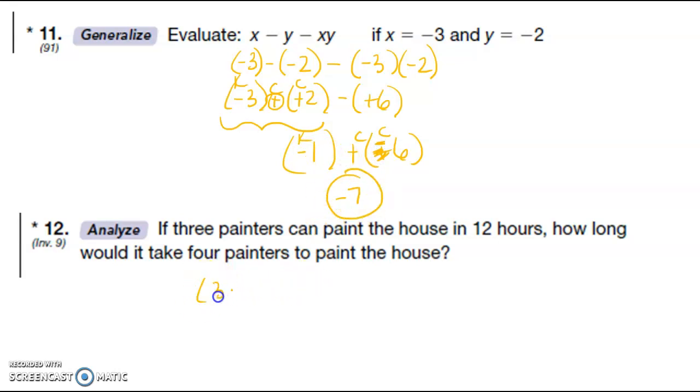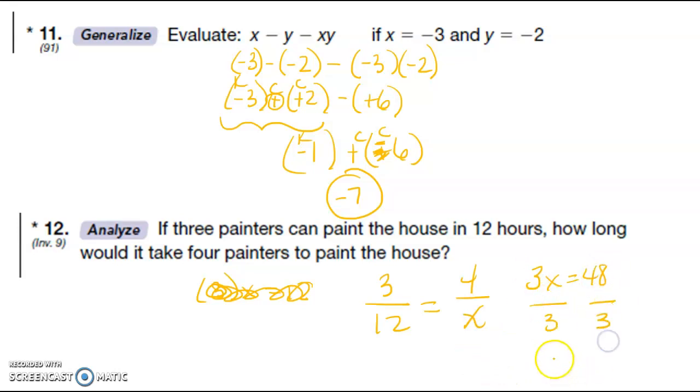All right, if 3 painters can paint a house in 12 hours, how long can 4 painters paint the house? So 3 times x is equal to 12. We have, this is not right. Let's see, 3 painters in 12 hours, 4 painters in what? So let's just make a proportion. 3x is equal to 48. 16.